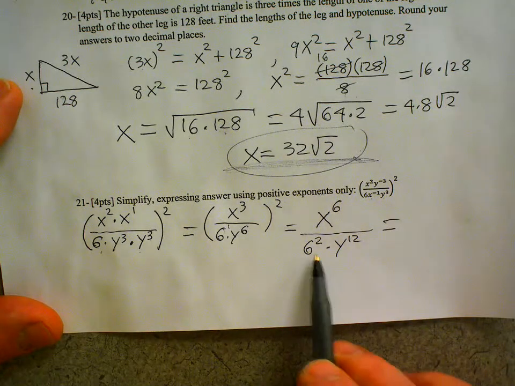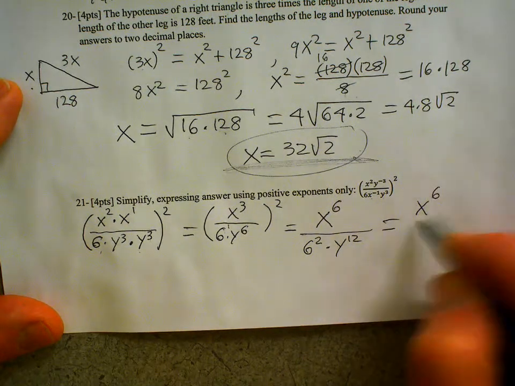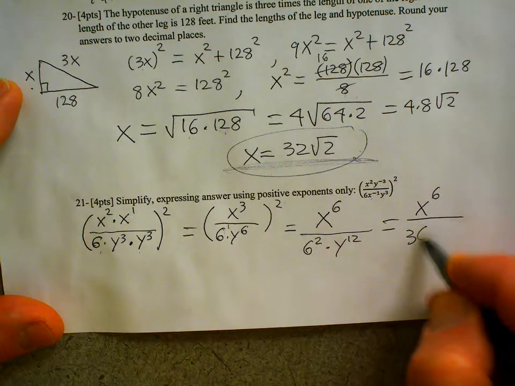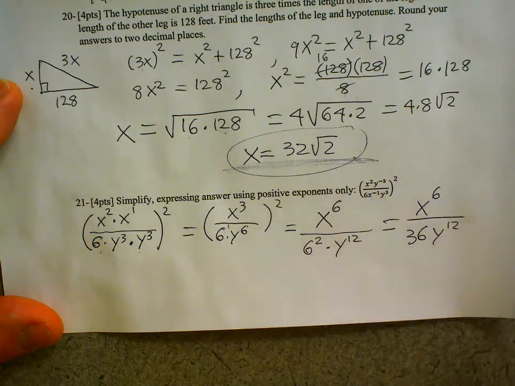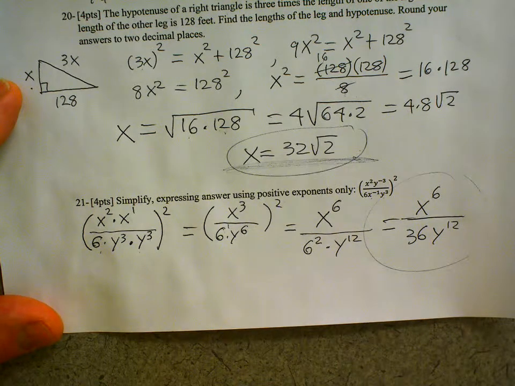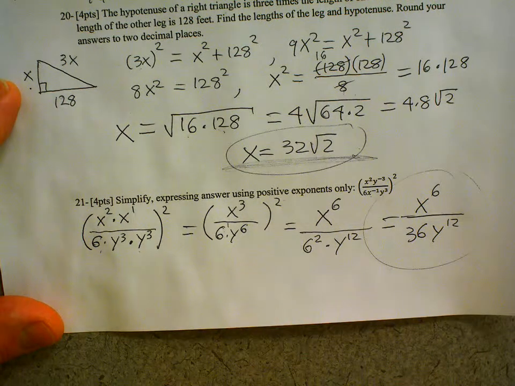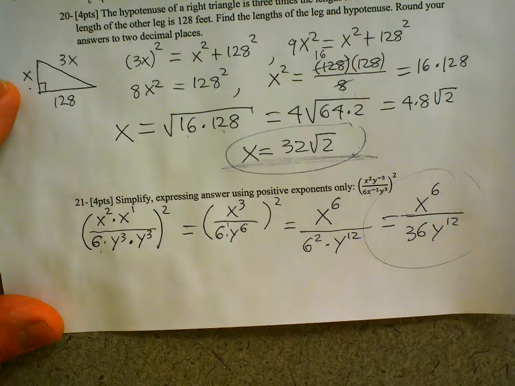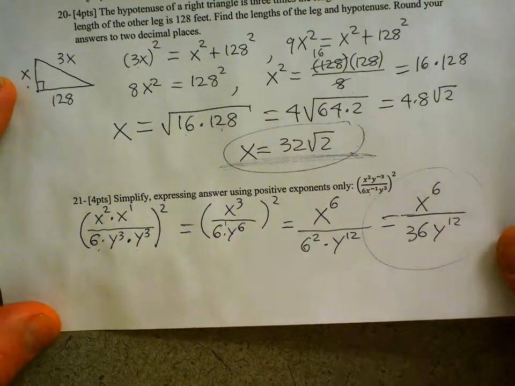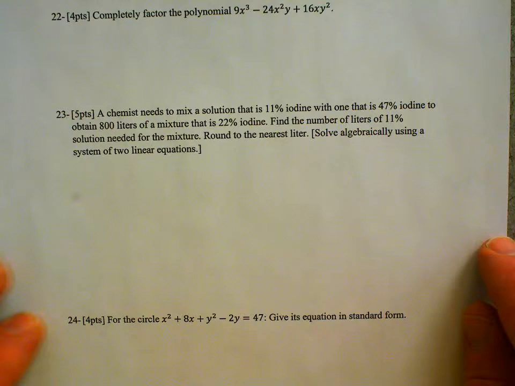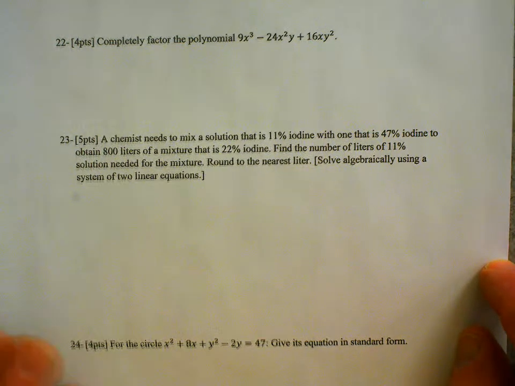And then finally, since we can simplify 6 to the second, which is 36, we get this simplified rational expression, x to the sixth over 36 y to the 12th. Okay, on the next page, completely factor the polynomial.